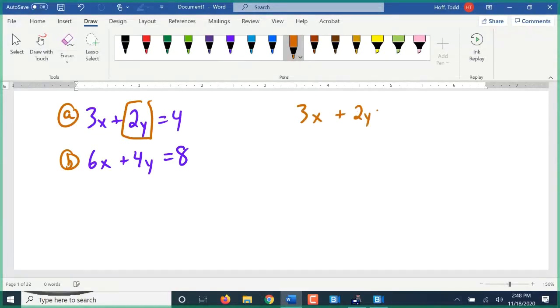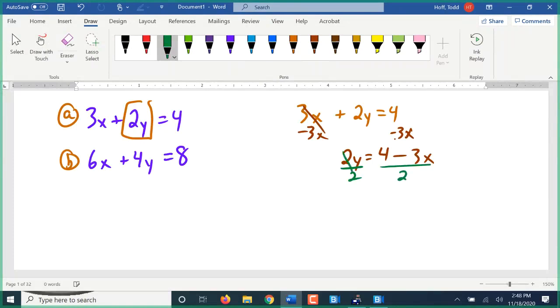3x plus 2y equals 4. I'm going to subtract 3x to get 2y equals 4 minus 3x. Then I'm going to divide by the 2. Y equals 2 minus 3 halves x. That's equation A now that's been solved for y.